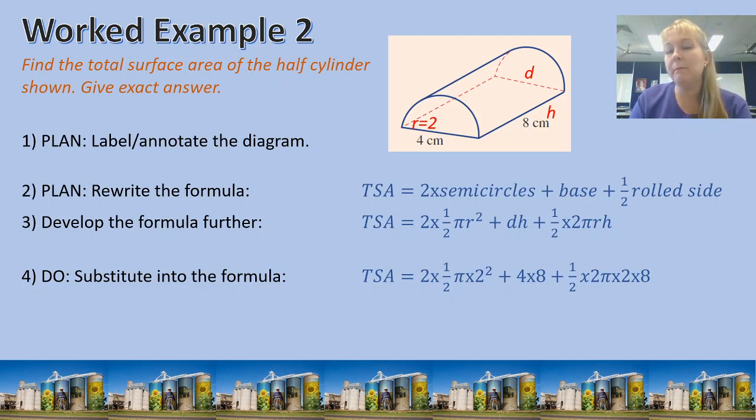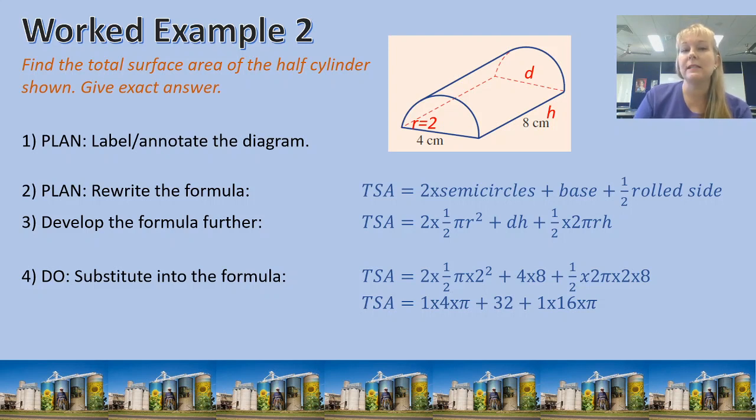My next step is to simplify that line of working. I'm not going to plug it straight into the calculator and give a final answer. It's always important to show your steps. So half of 2 gives 1. 2 squared is 4. So 1 times 4 I've written there. 4 times 8 is 32. And then I've got half of 2, which is 1, and 2 times 8, which is 16.